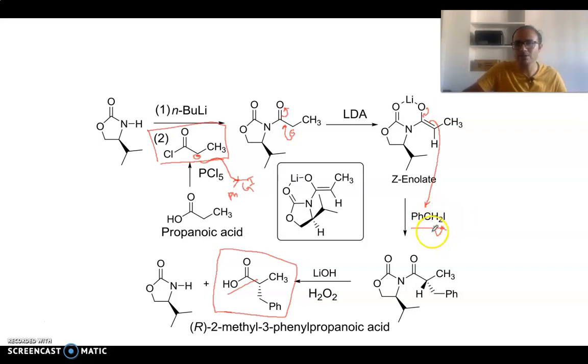So when it happens, what happens? The attack is happening from the bottom side of this particular alkene plane. So when it happens from the bottom side of the alkene plane, what you generate is the CH2Ph on the bottom side. Okay, so the top side enantiomer is not formed here. Now you can remove this chiral auxiliary just by hydrolysis. You will get an acid in this particular phase and you get back your chiral auxiliary here.